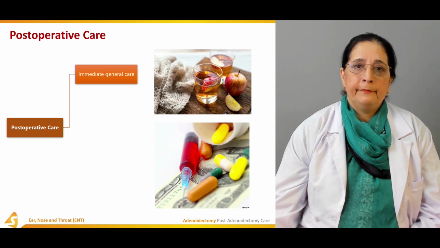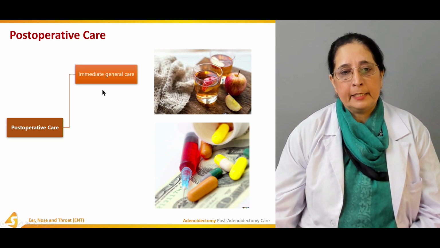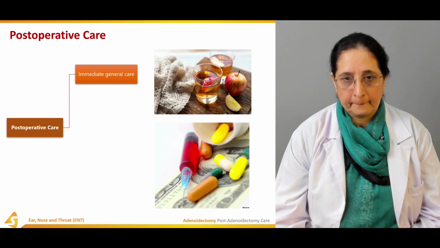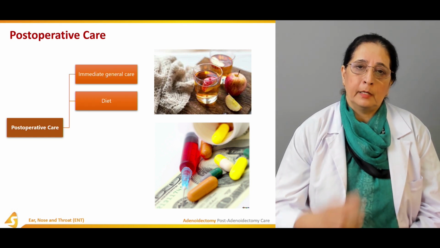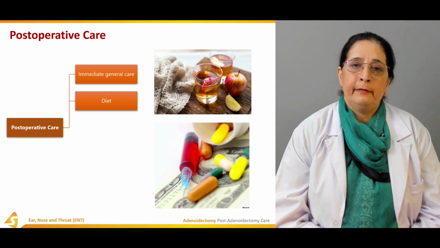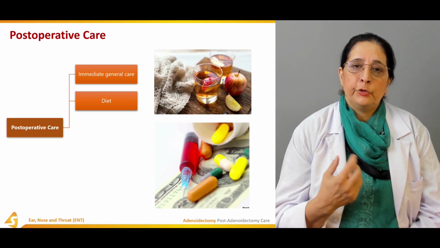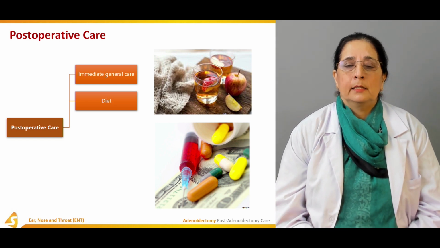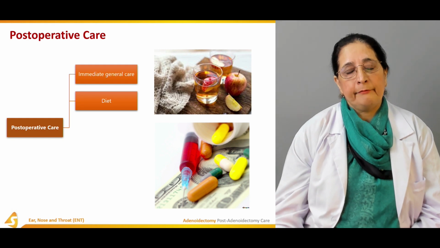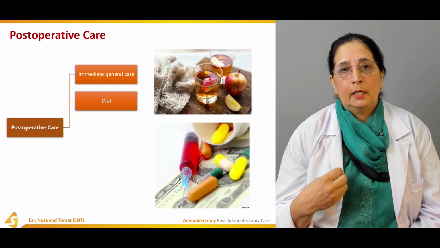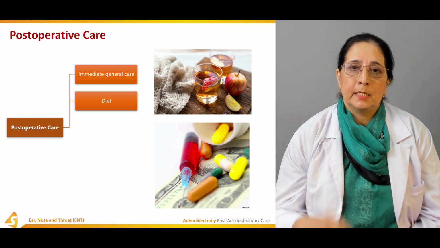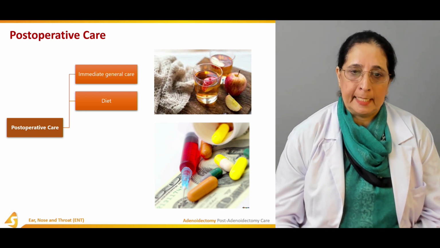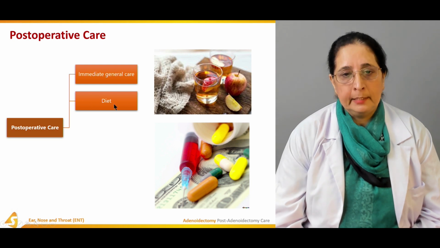The post-operative care that should be paid attention to is, first, the immediate general care of the patient. Diet is important. A soft diet should be given. Usually in the beginning, chewing on ice or swallowing ice is recommended. Ice cream is very effective. All these cold foods or substances can help control the bleeding and cause hemostasis. So the diet is very important.